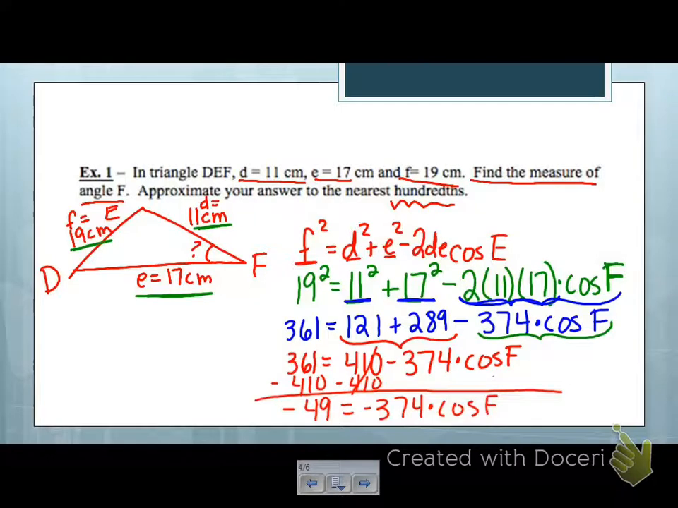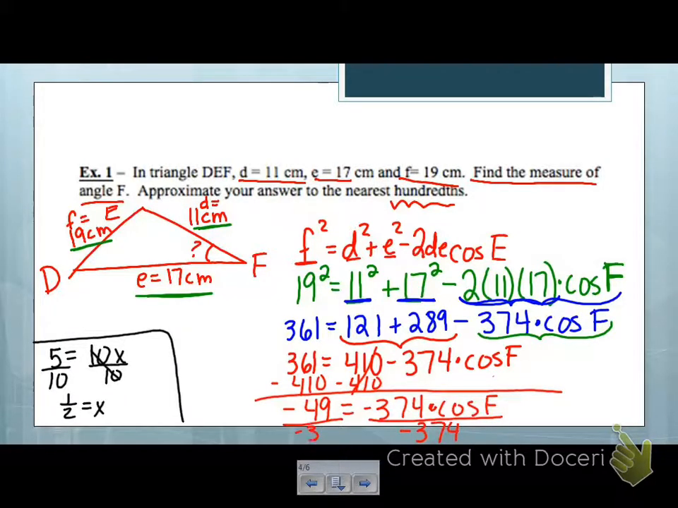Okay, now I just want to take a little sidebar over here. You don't need to write this down, but just a quick reminder for algebra. If you have 5 is equal to 10x, we solve that by dividing by the coefficient of x, and we know that x then is 1/2 or 0.5. Well, we're doing the exact same thing over here. The coefficient of the cosine of angle f is negative 374. So we're going to divide by negative 374. It's going to give you a decimal, and that's acceptable. It's going to be 0.1310.